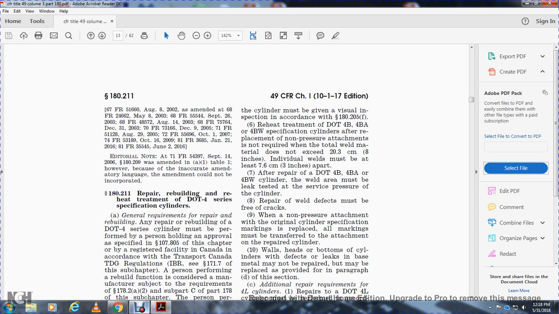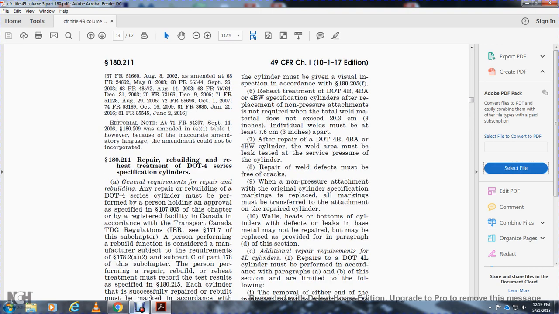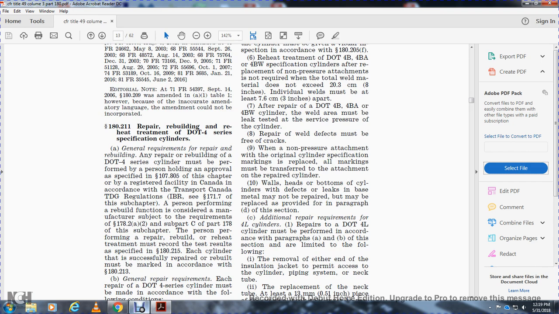to replace the non-pressure attachment, and now required with the total weight. Where the material does not exceed 8 inches, the individual welds must be at least 3 inches apart. After the repair of the 4B, 4BA, 4BW cylinders, the weld area must be leak tested and pressure tested for the cylinder. Repaired weld defects must be free of cracks. For non-pressure attachments, the original cylinder specification mark or markings must be transferred and attached with the repair of the cylinder. A cylinder with a defect or leak in the base material may not be repaired, but it may be replaced, provided with paragraph D of the section. Additional repair requirement of the 4L cylinder: repair of 4L cylinders must be performed in accordance with paragraphs A and B of the section.